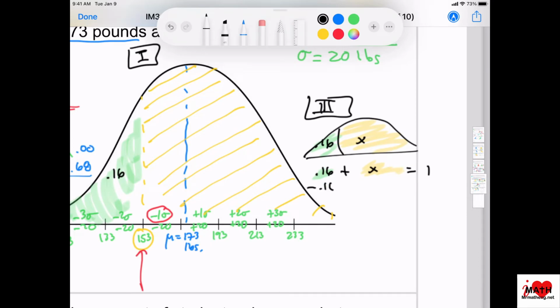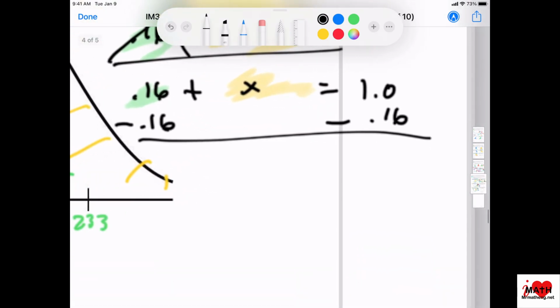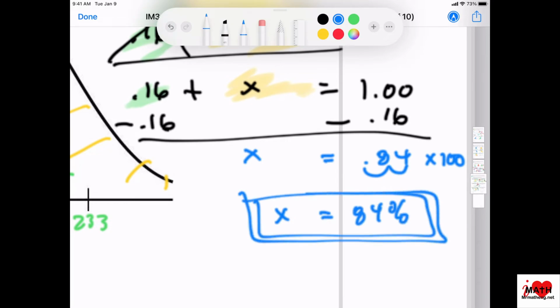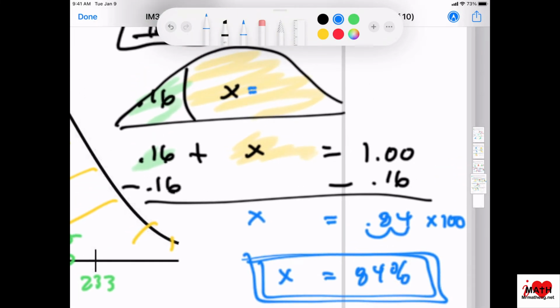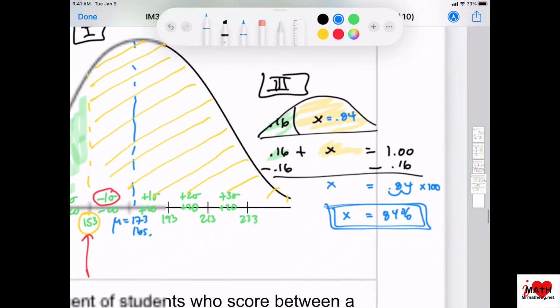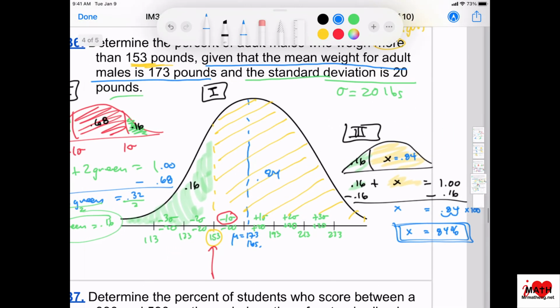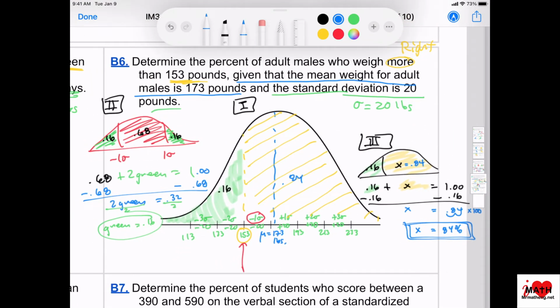So if I subtract 0.16, how do you make 1 a decimal? You just put a decimal point and zeros on it. So you have $1 minus 16 cents. You're going to get x equals 0.84. Multiply by 100, or just move it over, you get 84%. This region here represents 0.84, right over here, 0.84, all that in yellow. So our answer is 84% of adult males weigh more than 153 pounds. So majority, right? 84 is a lot.